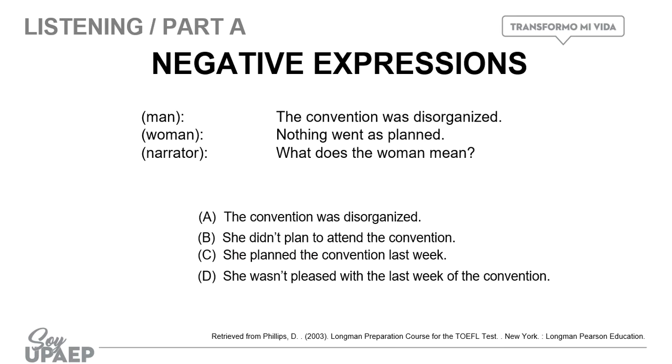In this conversation, the man says the convention was disorganized. Nothing went as planned. What does the woman mean? So take a minute to decide what the answer for the question is. The answer to the question, what does the woman mean, is A. The convention was disorganized. If you notice, the second speaker used the word nothing, which is making the sentence negative. And also, you can find a prefix on the answer that is making the sentence negative too.